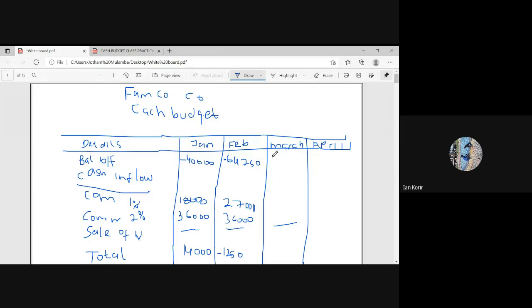I have a question. Here in commission 2%, how did we get that 36,000? Because we were in February, we collect commission of 2% for sales in January. So in January we had sold 10 units at 180,000. So we get 1.8 million and then we get 2% of 1.8. Is that clear?